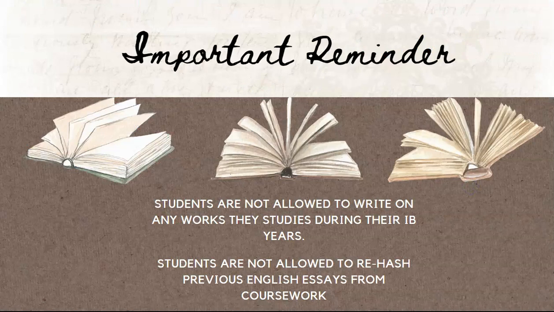So almost done here, just some important reminders. You are not allowed to write on any works that you studied during your IB years. So I mentioned the Kite Runner. Well, you study that junior year in English, you can't write about it. But can you write about A Thousand Splendid Suns? Sure, if you didn't read that sophomore year. Or Sea Prayer, could you write on Hosseini's Sea Prayer? Sure, absolutely. You also are not allowed to rehash any previous English essays or assignments from your coursework.